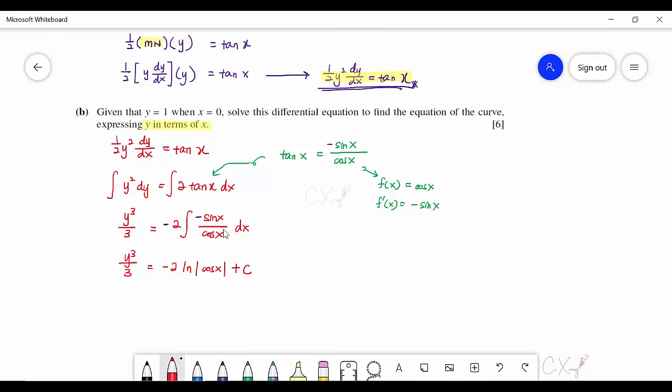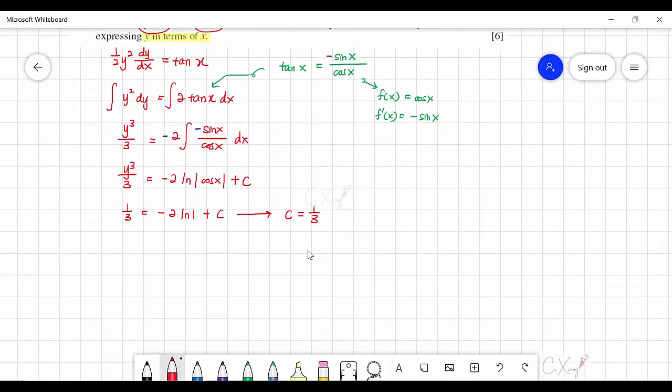Then of course you need to use the initial value given in the question to get the value of c. When x equals 0, y equals 1. Your equation will become 1 over 3 equals negative 2 ln 1 plus c. Because ln 1 is 0, right? So you get c equals 1 over 3.